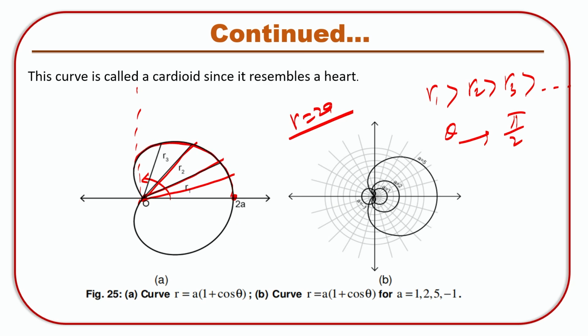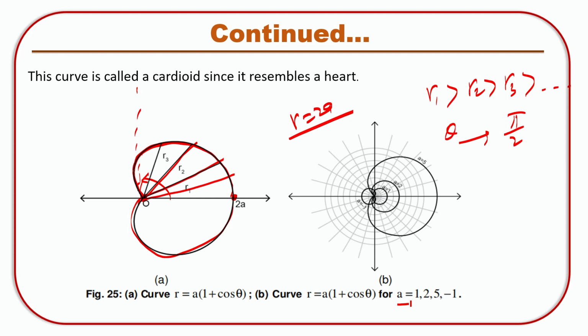But as theta goes from pi by 2 to pi, r increases. So that means this is going to be a heart-type shape. Similarly, we can now apply the symmetry, so with the symmetry, the function looks like this. Now if I change the value of a, then the direction as well as the shape changes, and if a tends to negative, then it changes the direction as well.